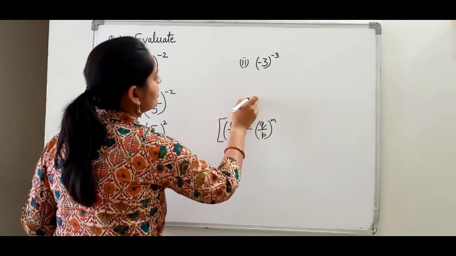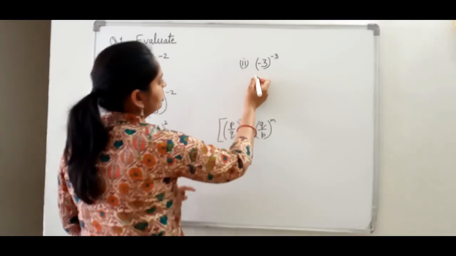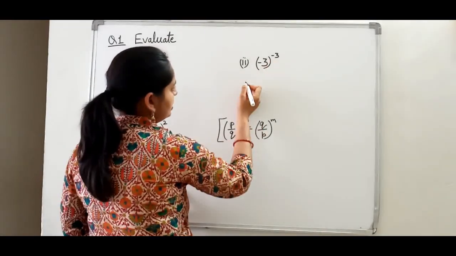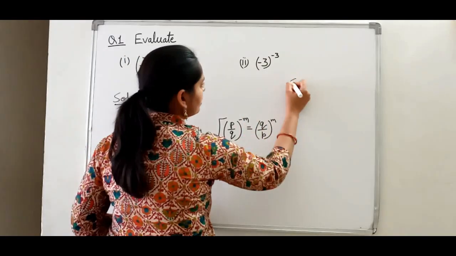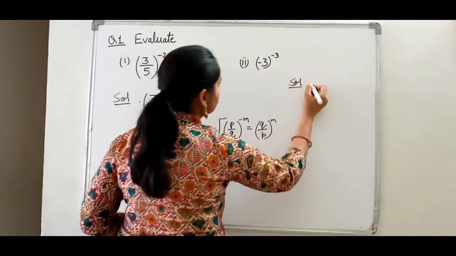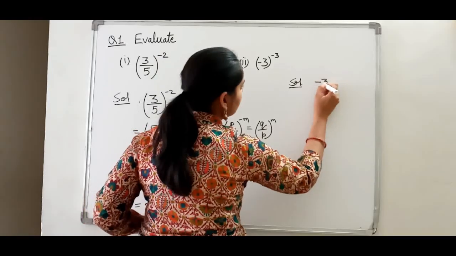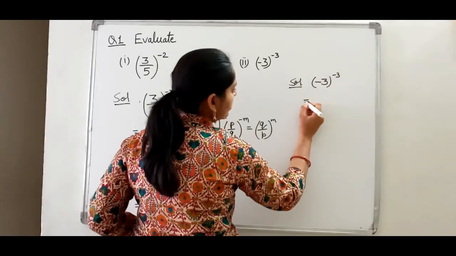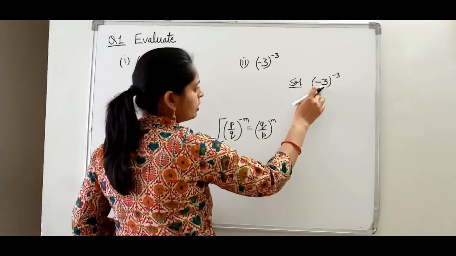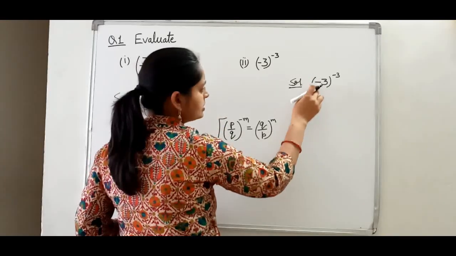Next one is 3 to the power minus 3 to the power minus 3. Again here the power is negative. So what is our first work? To make the power positive. And how will you make the power positive? By taking the reciprocal of the number inside, that is the base number.